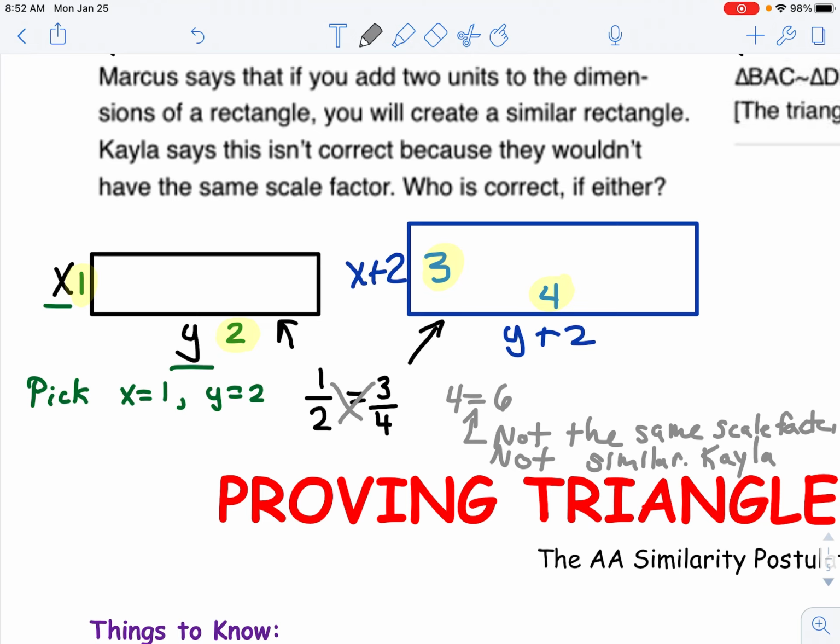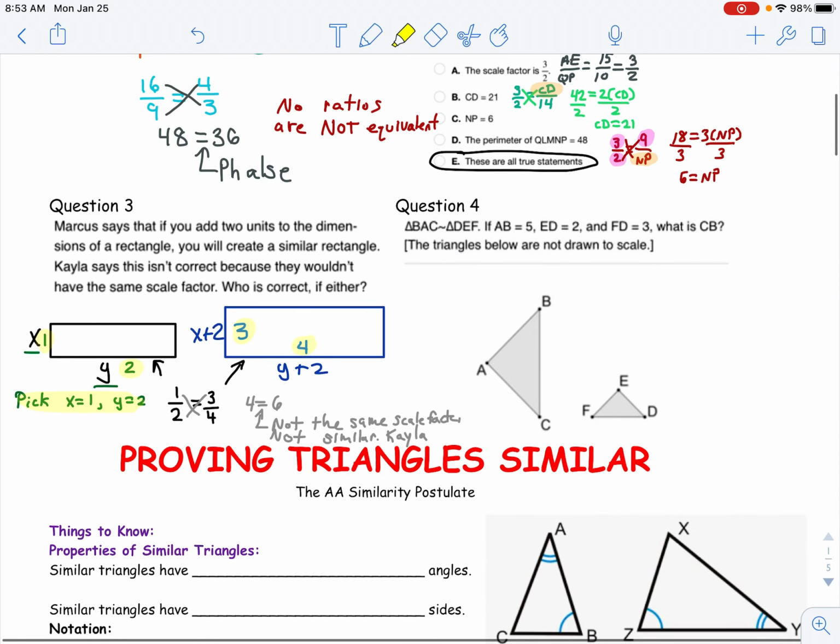So again, this was kind of a hard problem. We have some generic rectangle with length X, width Y. If we increase both by 2 units, well, now it's X plus 2, Y plus 2. Are those the same scale factor? I don't know. I'm confused. So just pick easy numbers, 1 and 2. You could have picked 2 and 3. Just keep it simple on yourself.